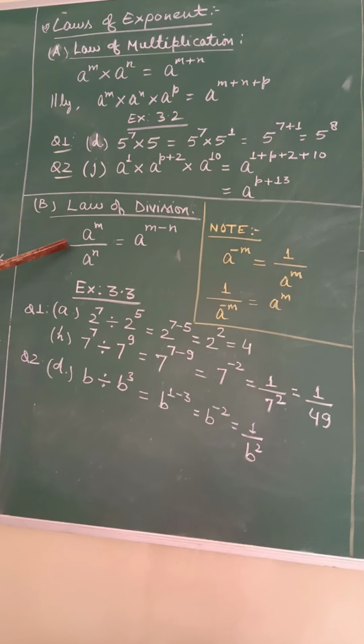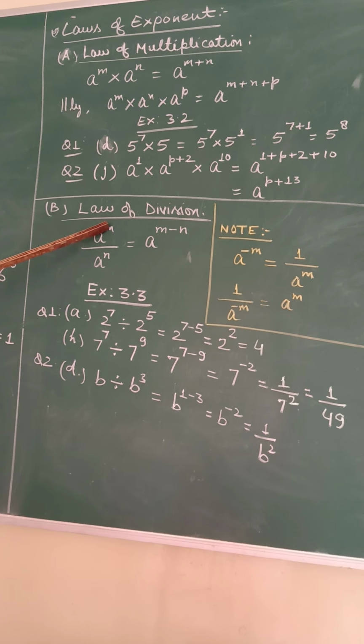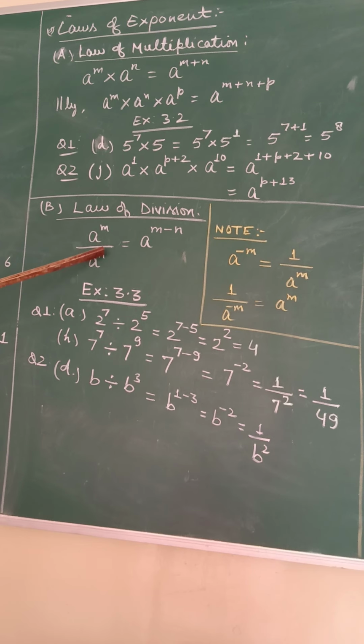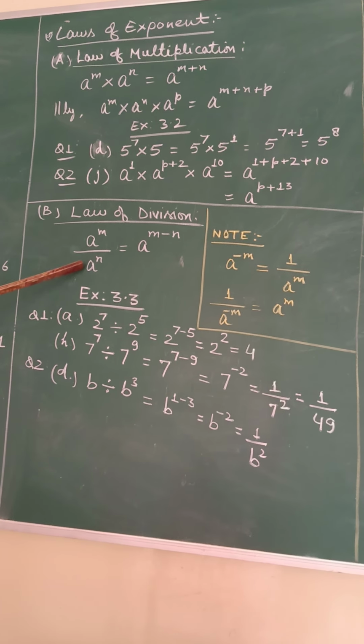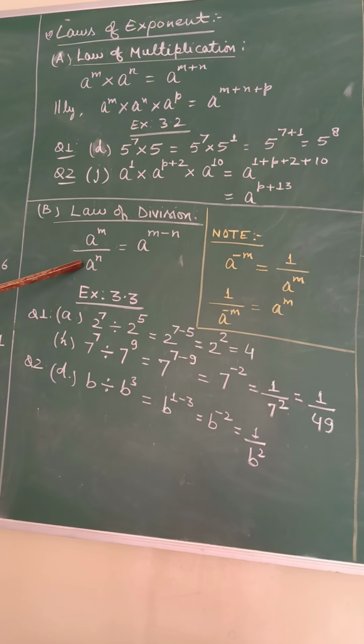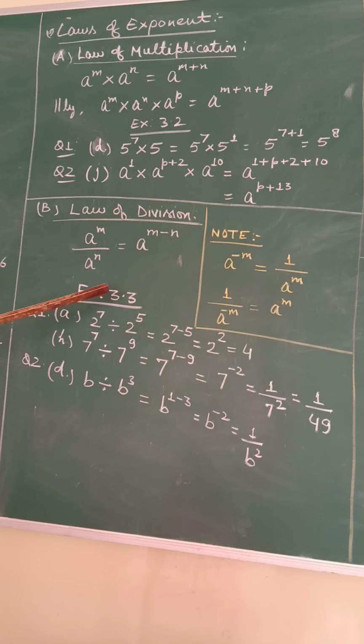So if two numbers are given in division form, a raised to power m divided by a raised to power n, then the powers will subtract each other. Both the bases are the same and they are dividing each other. So we can write a raised to power m minus n, right?